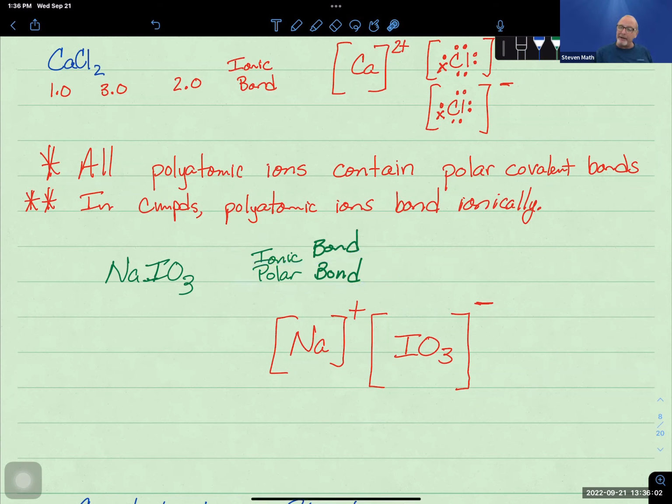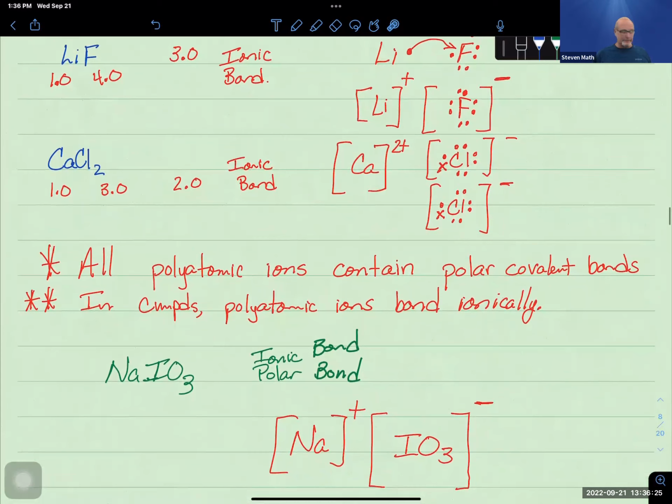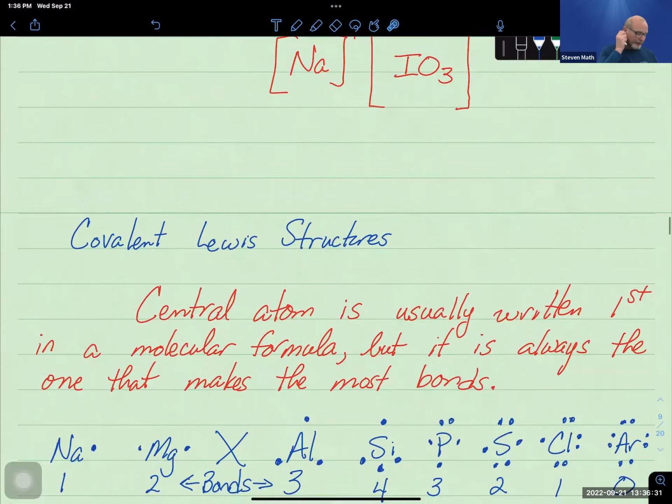They have both types. You have to write both types of bonds to get full credit. So if I say, what kind of bonds are present in sodium iodate? You must say ionic bond and polar bond. When you draw it, you have to use the square brackets. Don't get too fancy on me. And you have to designate the charge in the upper right-hand corner. So there are 3 examples of ionic Lewis structures.